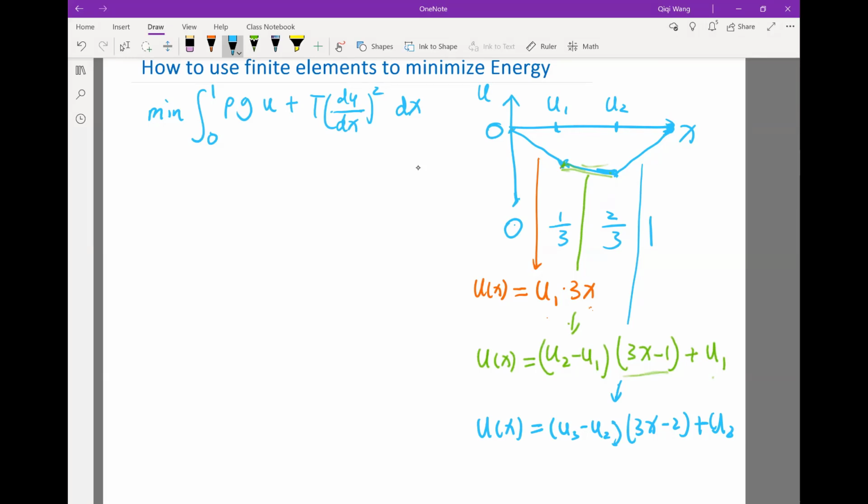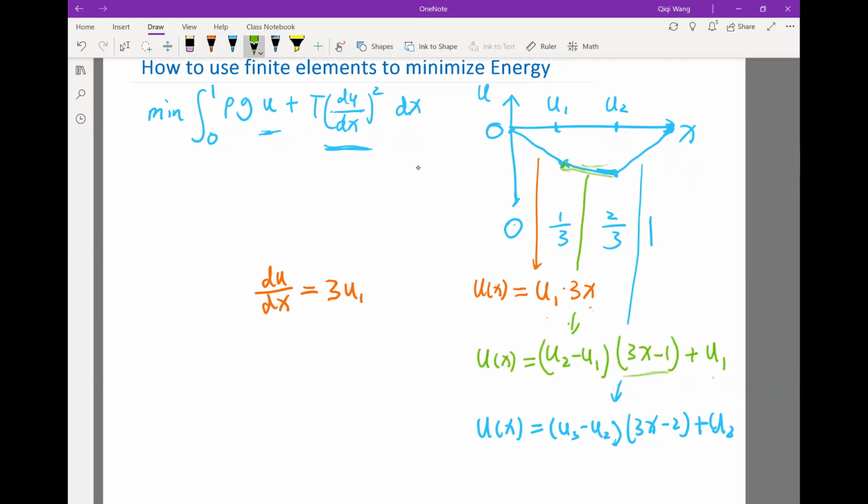Now, what's special in this case is not only we have the value of u in the minimization statement, we also have the derivative of u. So what is the derivative of u within these three elements? Well, we can just look at the formula, right? du/dx in the first element, what is it? It's a linear function always, so it's 3u1, right?